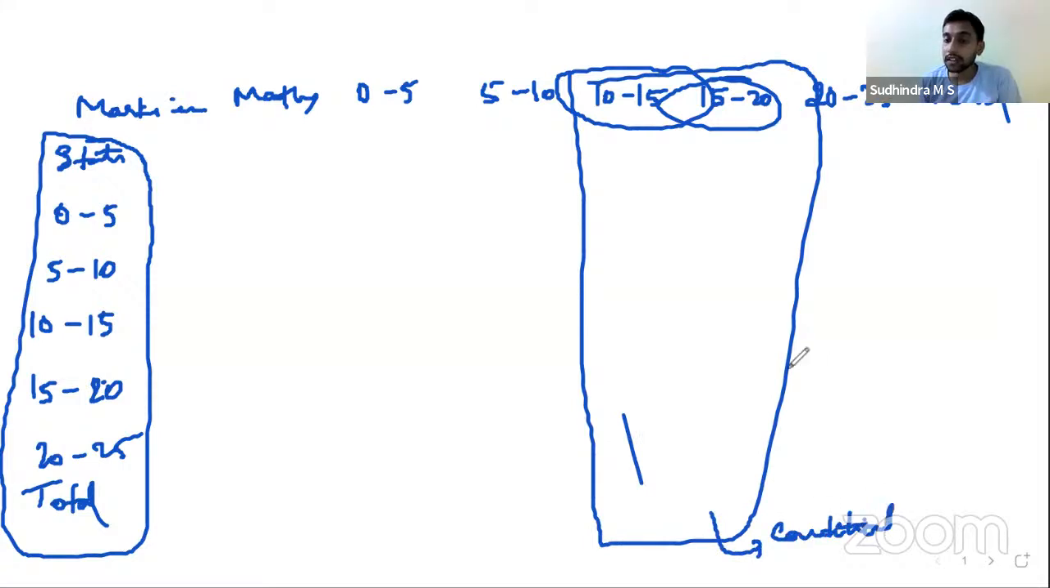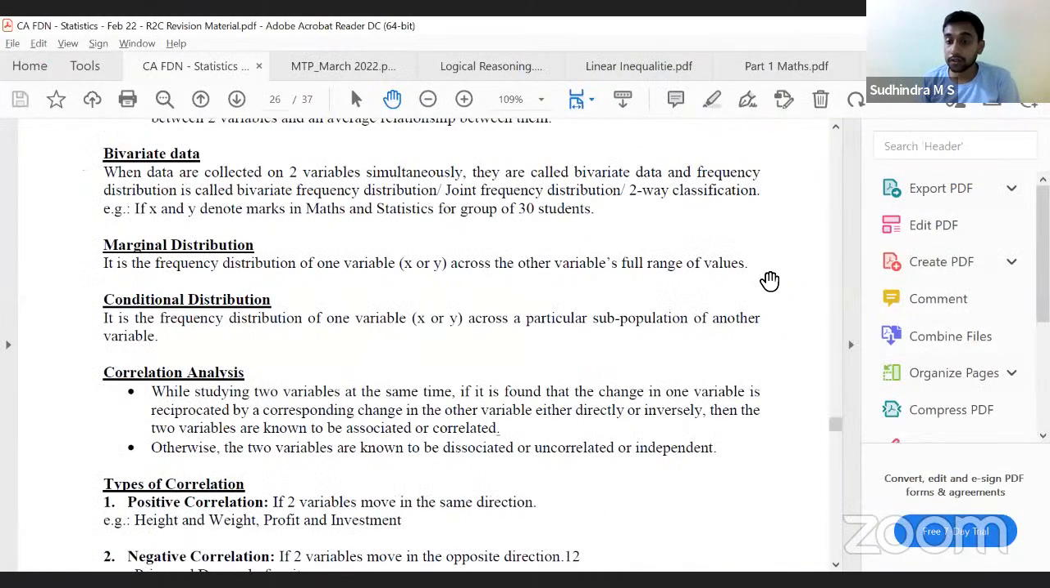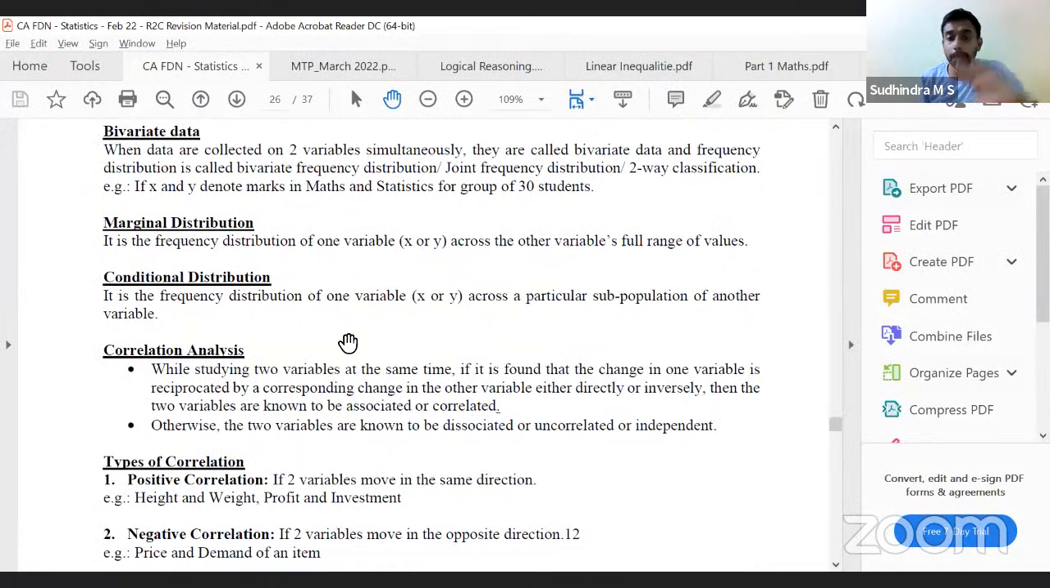If I consider the total column of the frequencies, then it is marginal. If I consider some of the class intervals, or one of the class intervals, then that is a conditional frequency distribution. So that is the difference between marginal distribution and conditional distribution. So this is about bivariate distribution. Why did we look into bivariate? Because for correlation analysis, we want two variables.